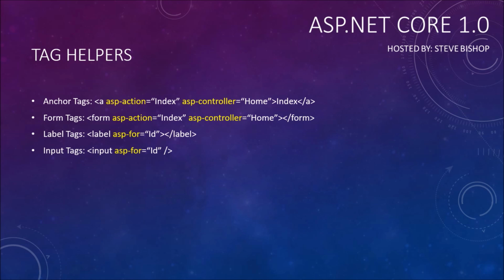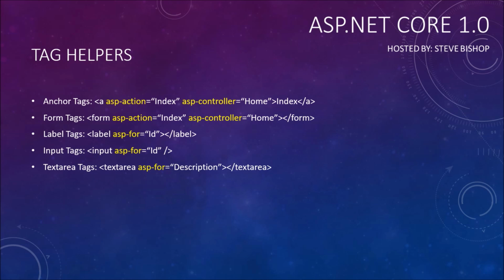Then we have label tags and input tags, which both can use the asp-for tag helper to look for a property on the model that should be the description or the ID of that label, and then the ID and name for the input as well as any value that might go into that input text box.